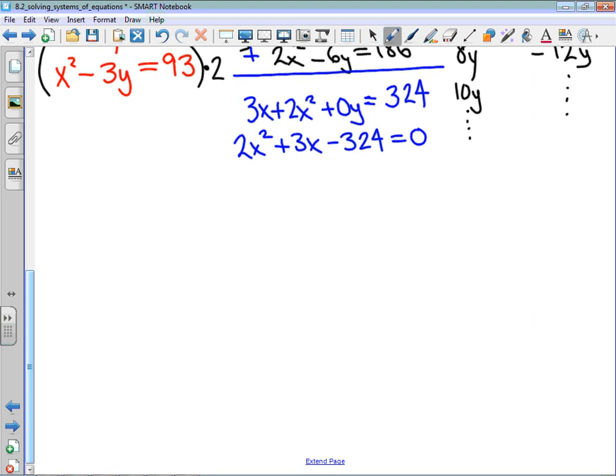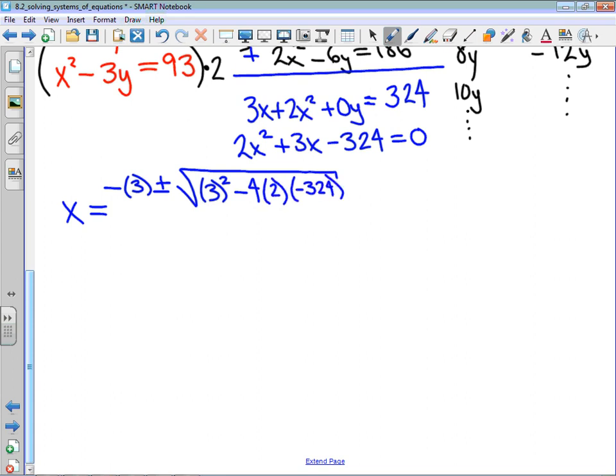So that means that the solution to this is that x is equal to -b, so -3, plus or minus the square root of b squared minus 4 times a times c. Maybe just to make this a little bit clearer, I'm just going to identify up here that a is 2, b is 3, and c is -324. And then I'm using the quadratic formula, which is on your formula sheet. And then that's all divided by 2 times 2.